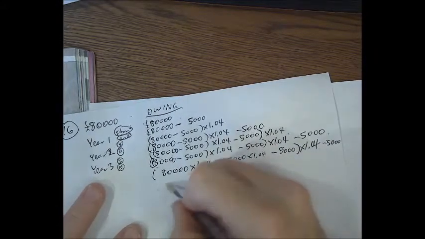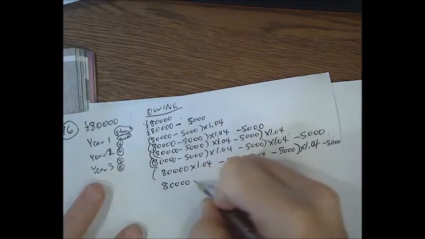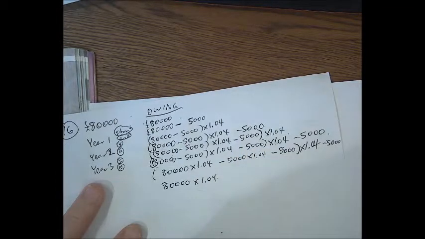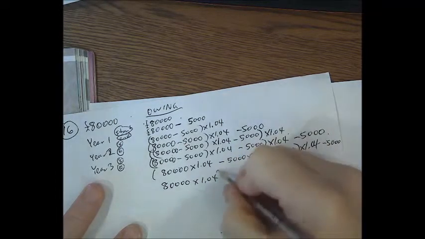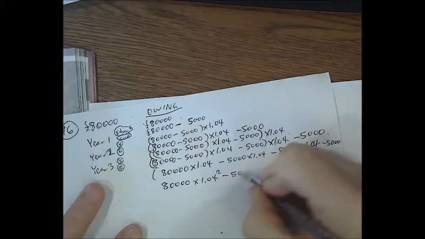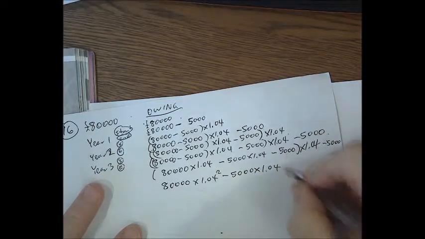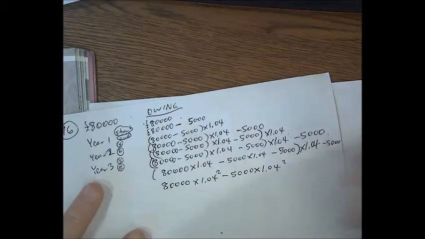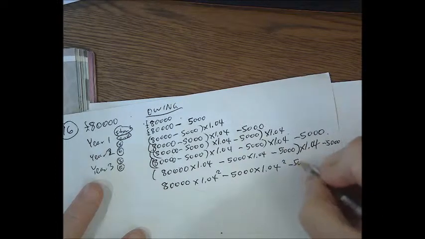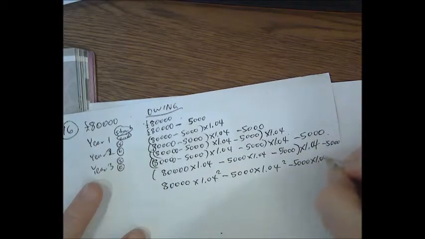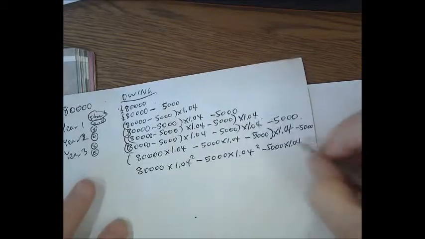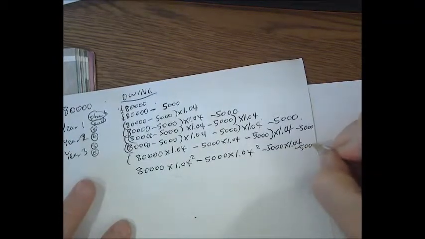Now I'm going to expand it again. 80,000 times 1.04 times 1.04 again. Here this 5,000 times by 1.04. This 5,000, however, has just a single 1.04. And then at the end, there's a 5,000 that doesn't have a 1.04 on it at all.